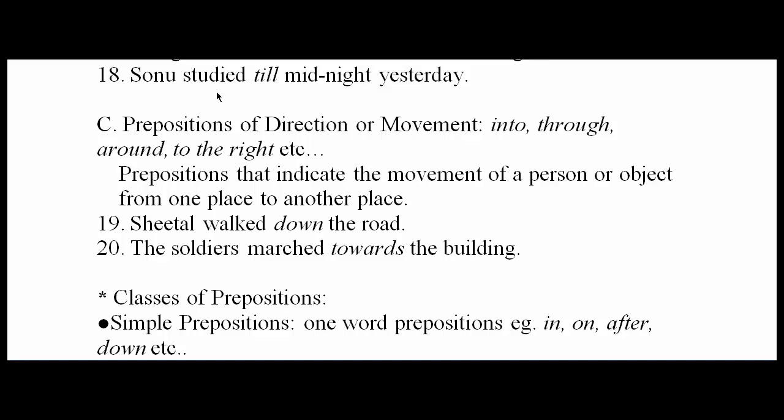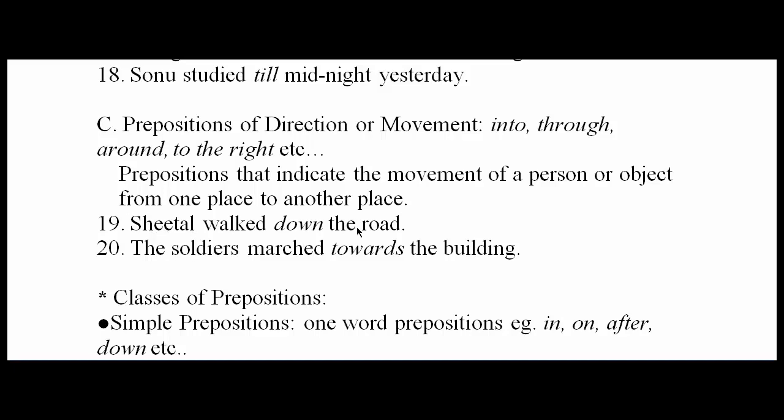The third type of preposition is the preposition of direction or movement. Prepositions like into, through, around, to the right, etc. indicate the movement of a person or object from one place to another. Prepositions of direction or movement, what are they? Prepositions that indicate the movement of a person or an object from one place to another. Like in the example, Sheetal, name of a person: Sheetal walked down the road.